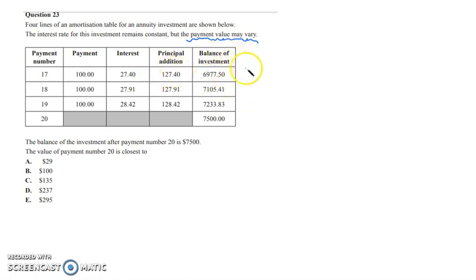With the amortisation table, we have a balance. We multiply it by a certain interest rate percentage, which gives us our interest value. Then we add that interest to our balance, plus our payment, and we get our new balance of the investment, and it goes again. Balance times the percentage interest rate gives us our interest, we add our interest, we add our payment, and it gives us our new value.